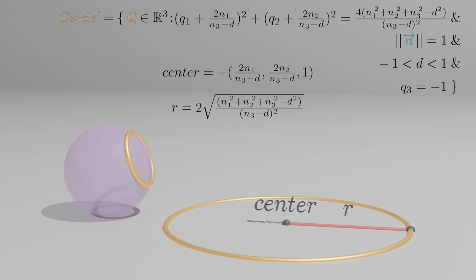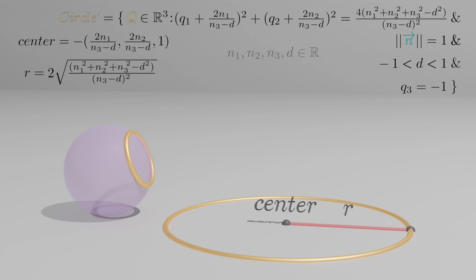Okay, we're getting close to done, but we still haven't proven that circle prime is indeed a circle. To do so, our final steps will be to prove that the center and radius of circle prime are real. Okay, so we're going to initially assume that n1, n2, n3, and d are all elements of the real numbers. I'm also going to mention that real numbers are closed under addition and multiplication. If you take any two real numbers and add them together, the result is some other real number. The same holds true for multiplication.